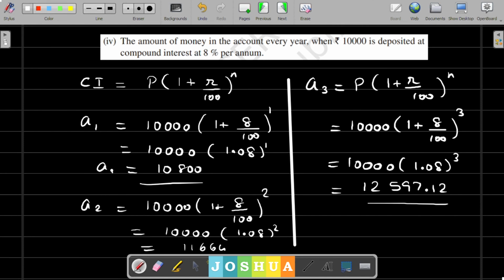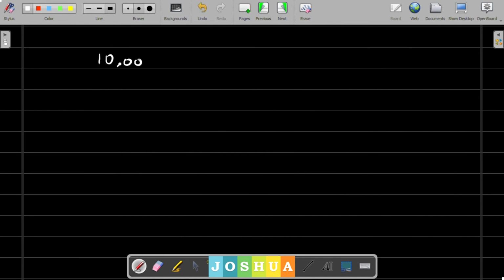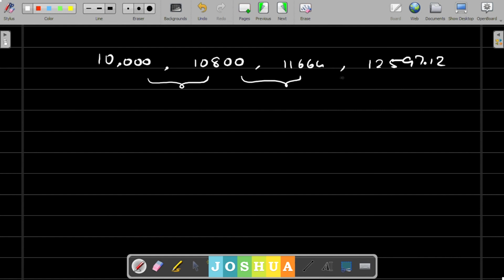Now initially how much did I pay? I paid 10,000 in the initial year. Then at the end of the first year I got 10,800, and at the end of the second year the total money received is 11,664, and at the end of the third year I'll receive 12,597.12. If you look at the difference between two consecutive numbers, in this case it's not common. In the first case I got 800, whereas in the second case it's around 864, and so on.